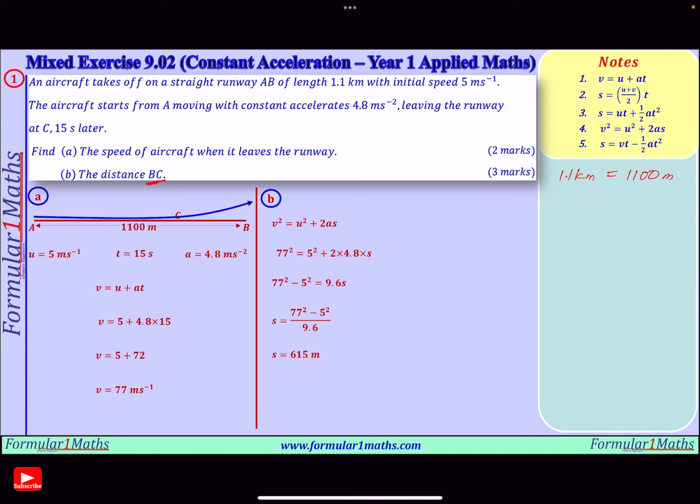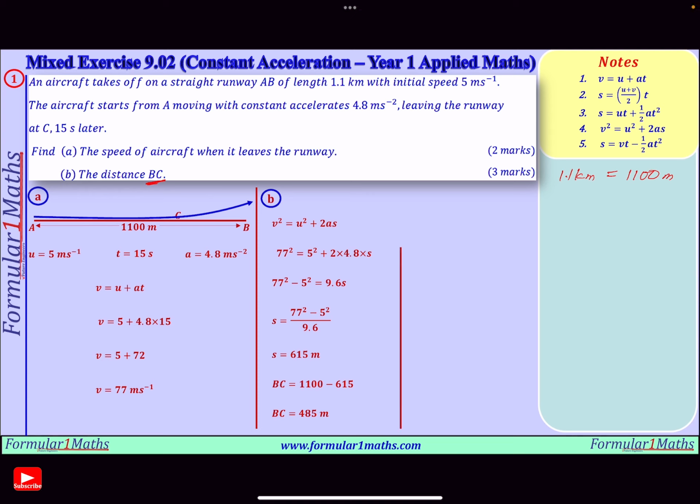But we want the distance BC. BC will be from this point here to this point. We have calculated A to C. So all we do now is take 615 from 1,100 meters to get the required length. And so the required length of BC is 485 meters.